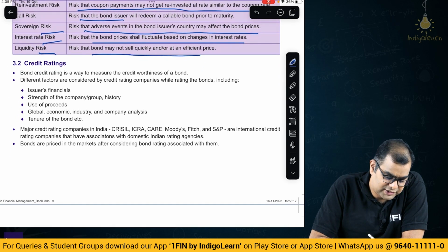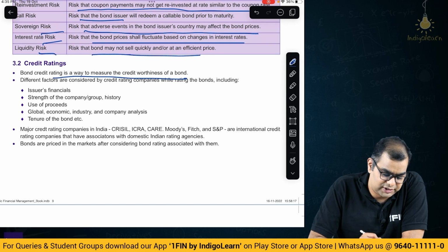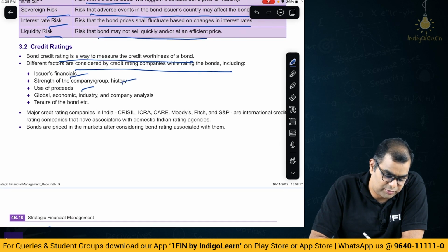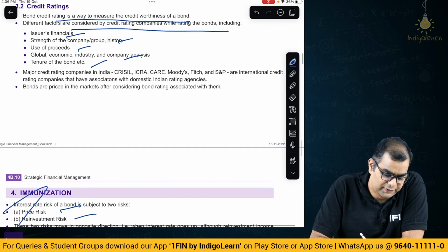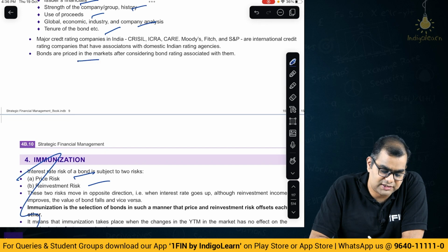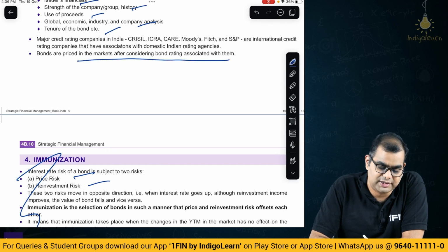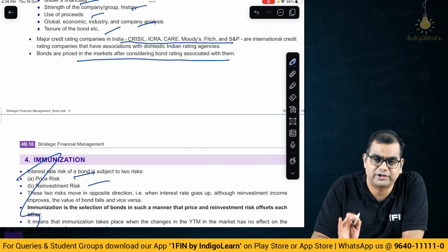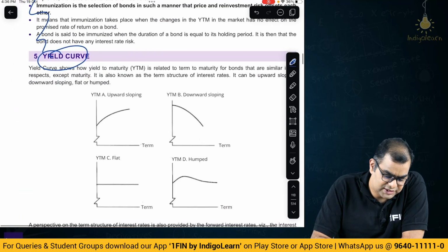Right. What are credit ratings we discussed? It is a way to measure creditworthiness, and different factors are considered in credit ratings: the issuer's financial strength, use of proceeds, global economic, industry and company analysis, tenure of the bond, and their price in the market after considering bond ratings associated with them. Bond ratings are issued by CRISIL, ICRA, CARE, Moody's, Fitch, S&P, and so on. Then we discussed immunization.